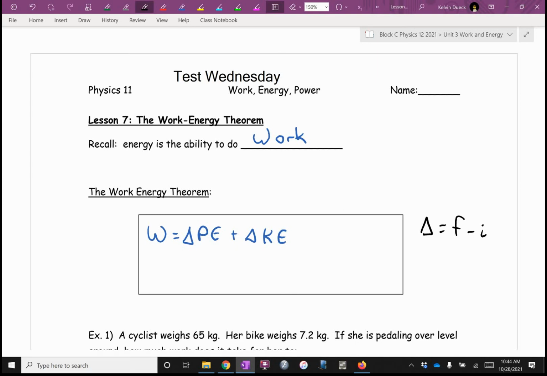When do I use that? Well, Annika, if they say, how much work? But I don't see a force or a distance anywhere, but I see speeds or changes in height. I can do it then.